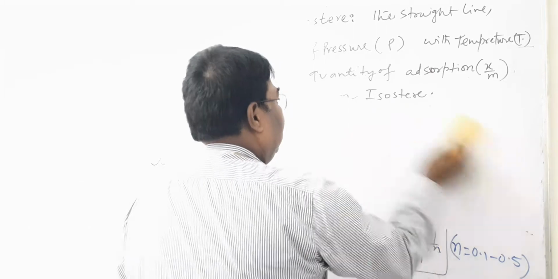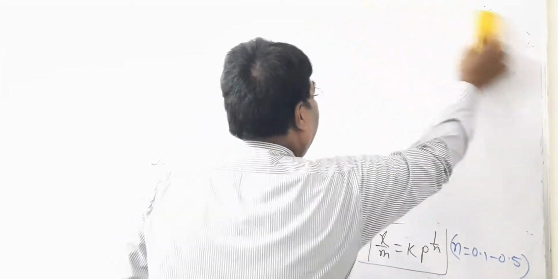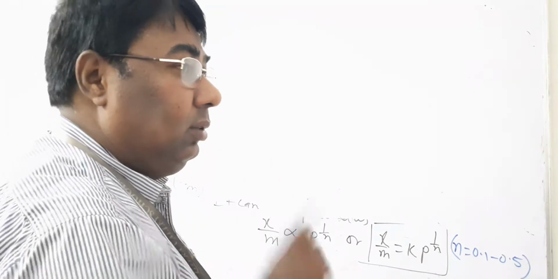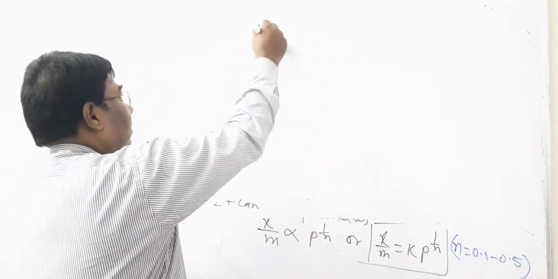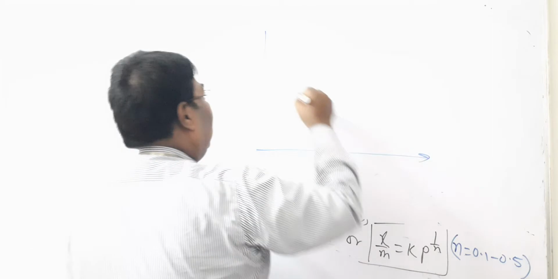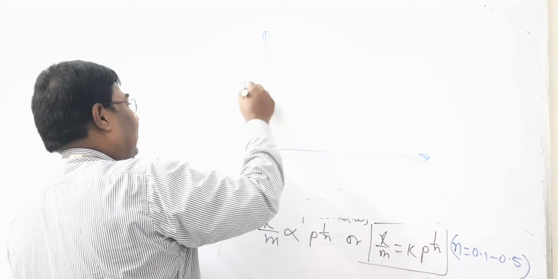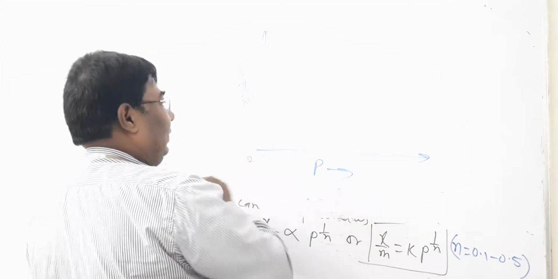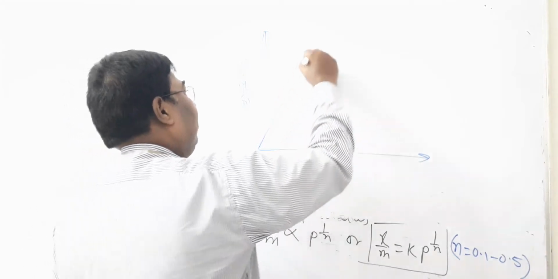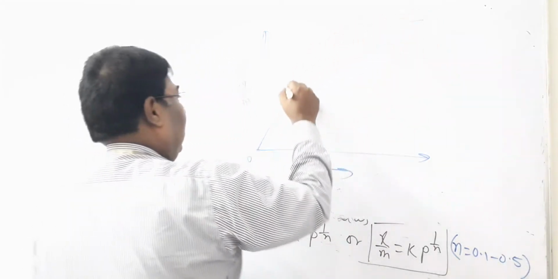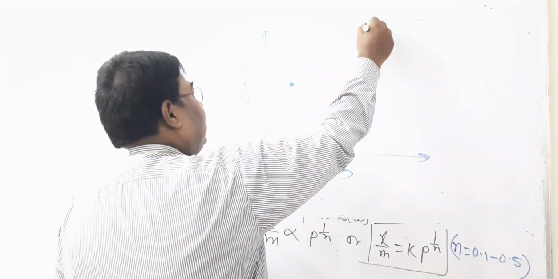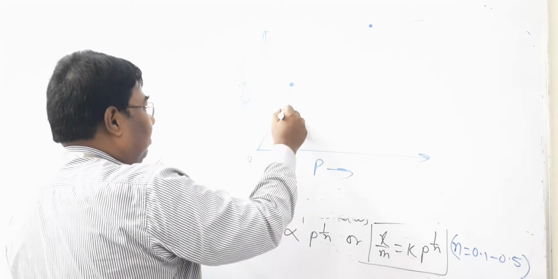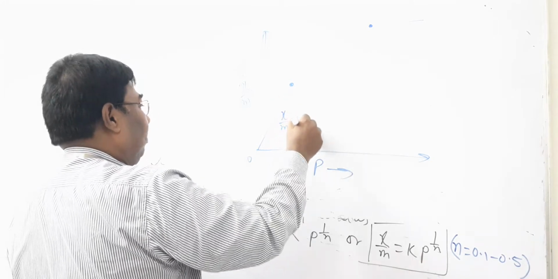Suppose that we plot a graph between extent of adsorption or magnitude of adsorption and pressure at a constant temperature. This is the extent of adsorption, and there is pressure at a constant temperature. Then this kind of graph is formed, and this graph is categorized in three parts. In this part, x by m is proportional to p.